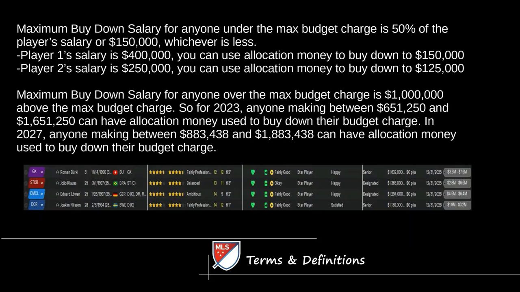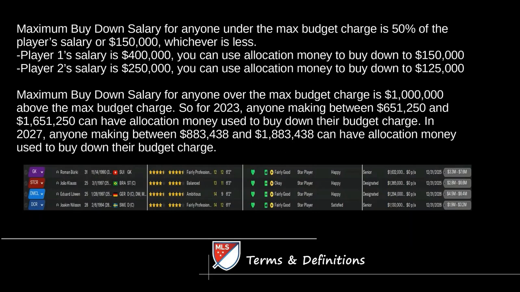And I'm going to explain it to you by showing you an example of my St. Louis club. When I first took them over, okay, this is what's going on. All right. Now, what that means is in 2023, you can actually offer senior players more money than the max budget charge of $651,250, but you can't offer more than $1,651,250. That's where that million mark comes in. All right. And then I showed you the numbers for 27 also. Every year it's going to go up just like their salaries.